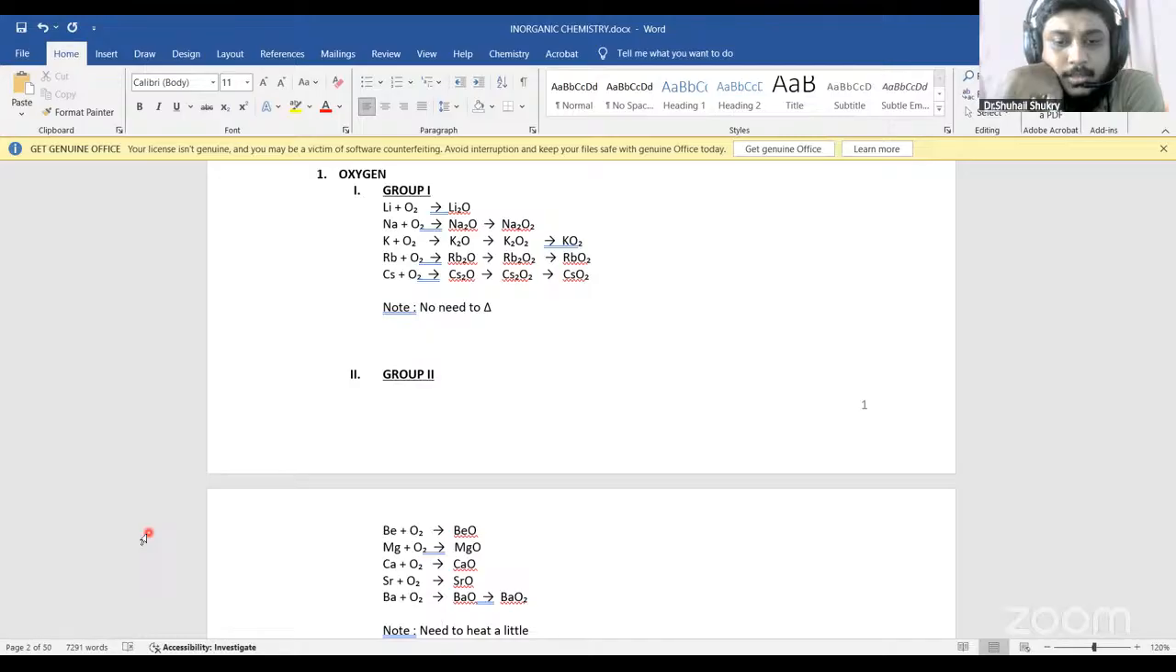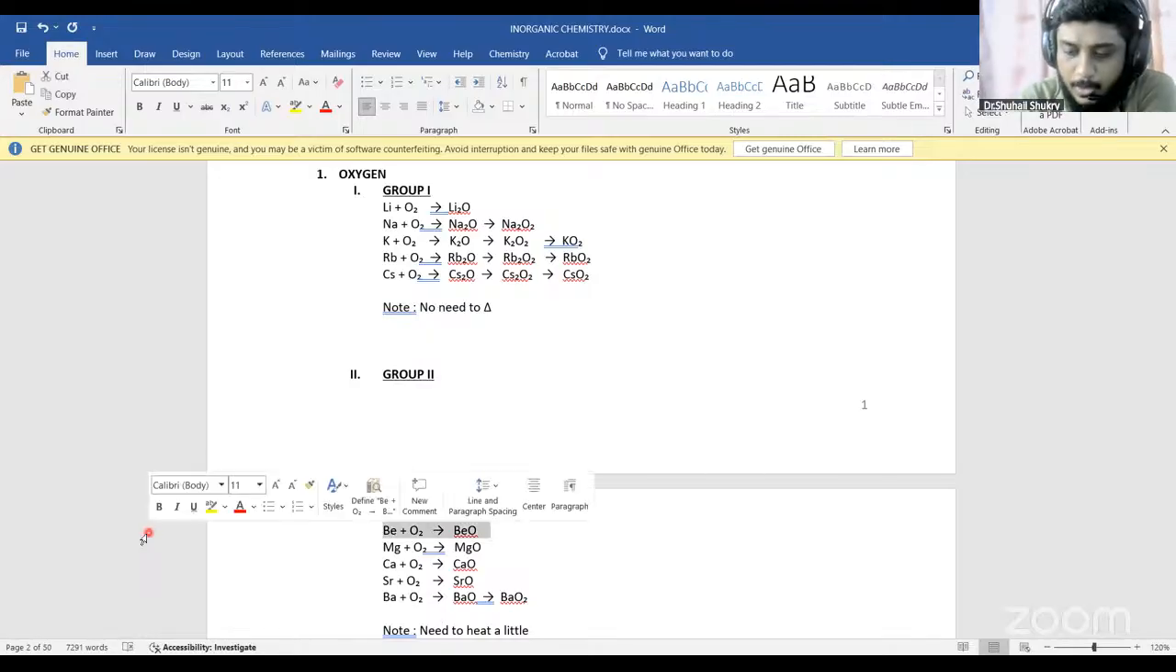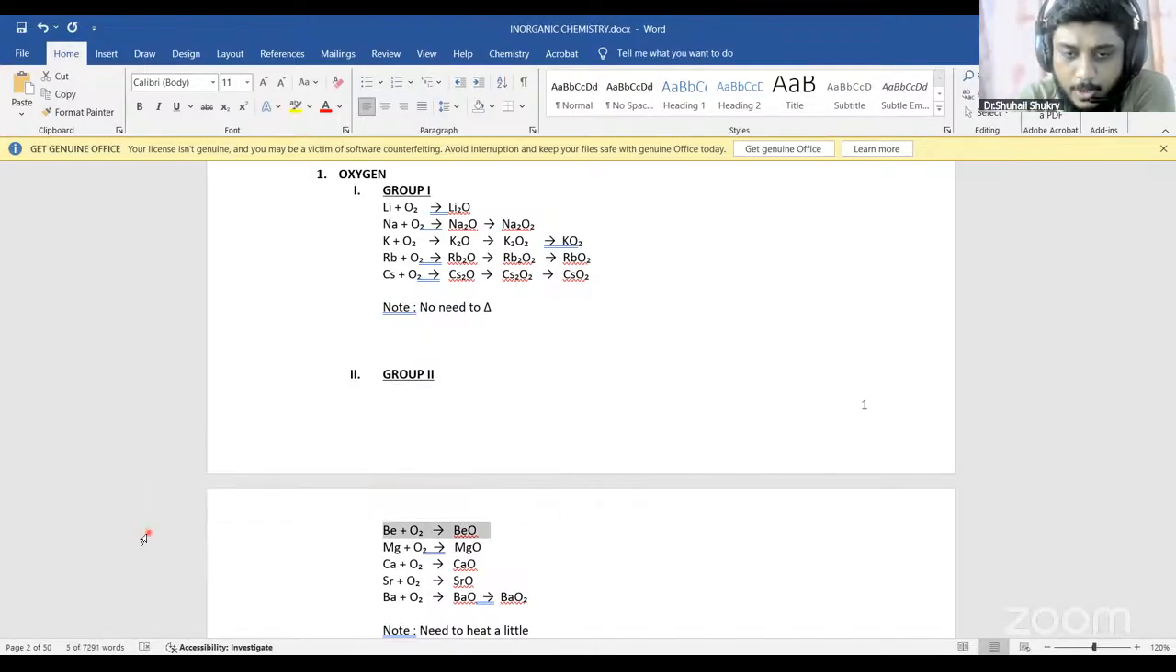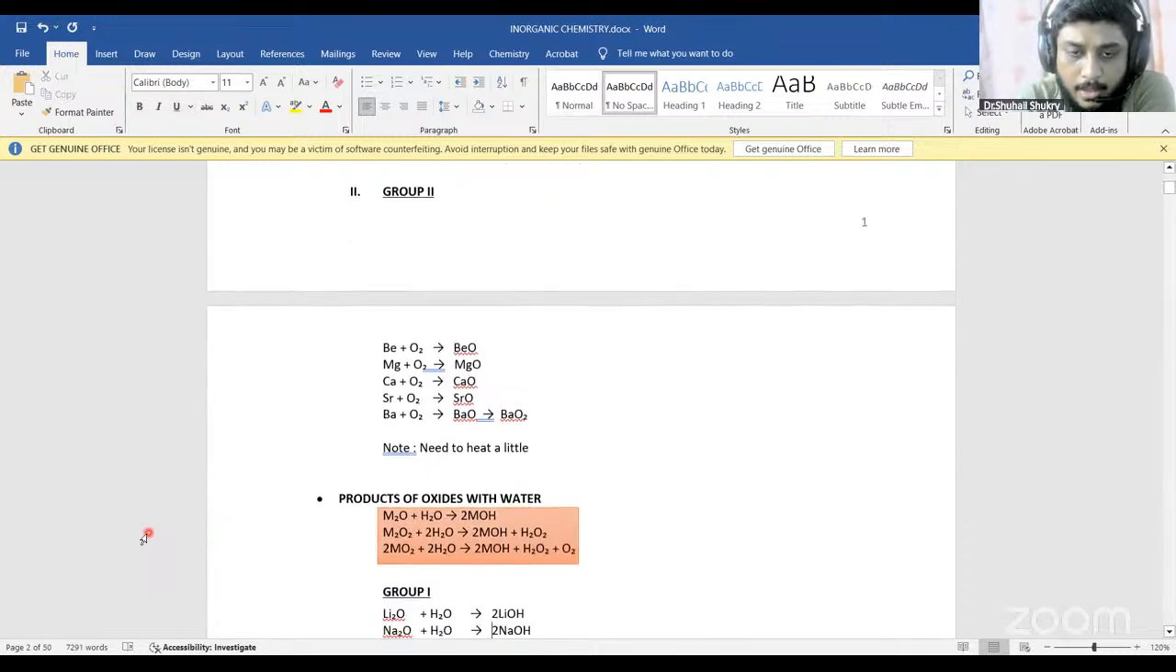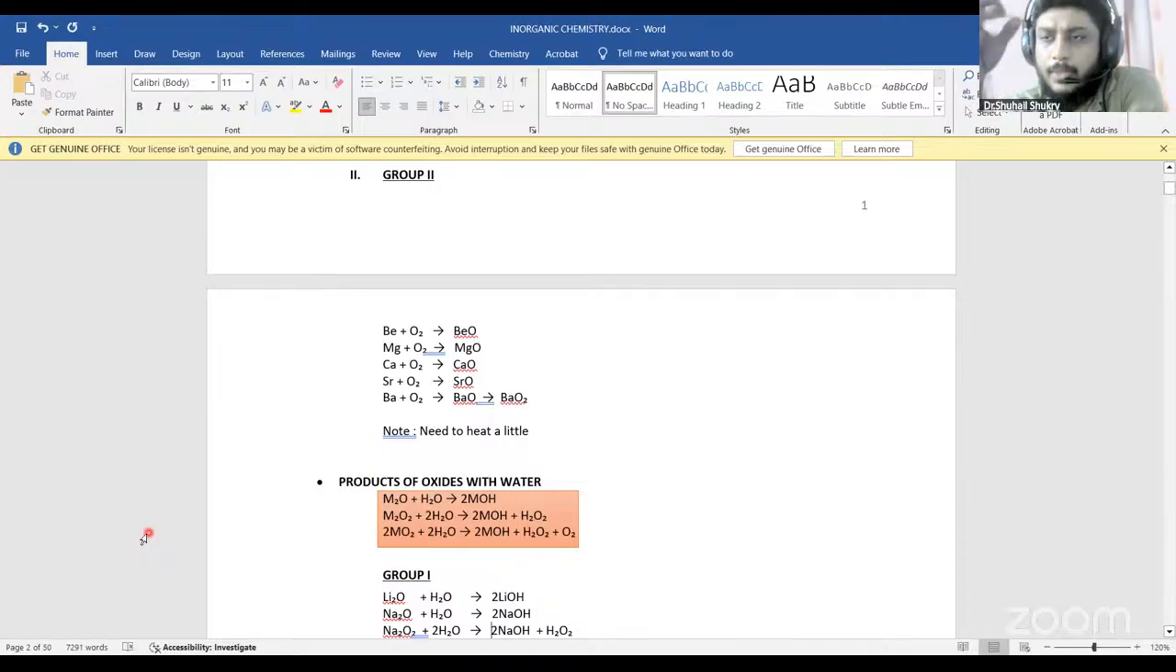Okay, nice. Now we'll go to the other one. Now you know how they react with oxygen. After that, we put the product, whatever reacted with oxygen, into water. But when you put it into water, remember, if it is an oxide, it will give hydroxide. If it is a peroxide, it will give hydroxide and hydrogen peroxide.